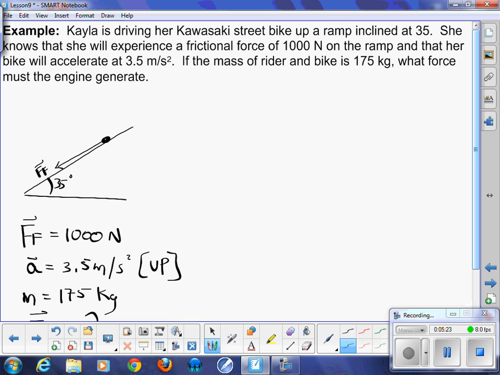So let's finish off my free body diagram here. So Kayla's bike, we have a force due to gravity. We have an FAX in the same direction. The motor force is going to be pushing up the slope. And there's my normal force. So we're going back to our F unbalanced equals ma.